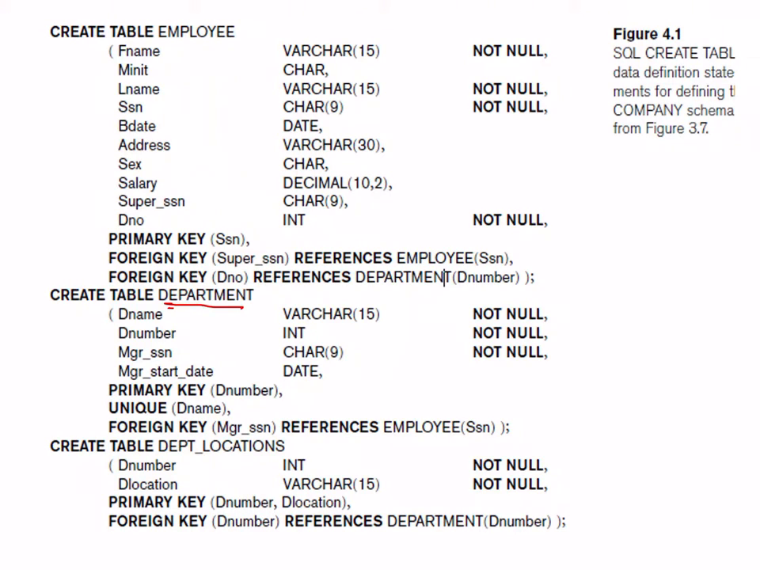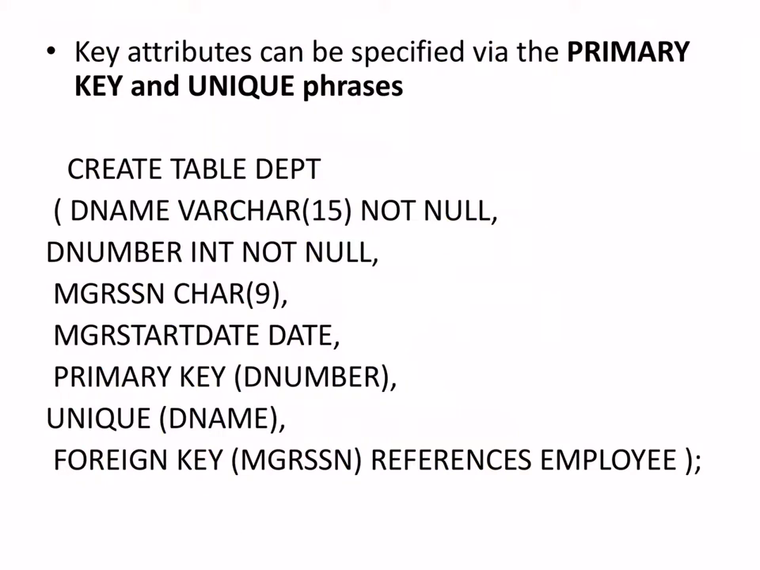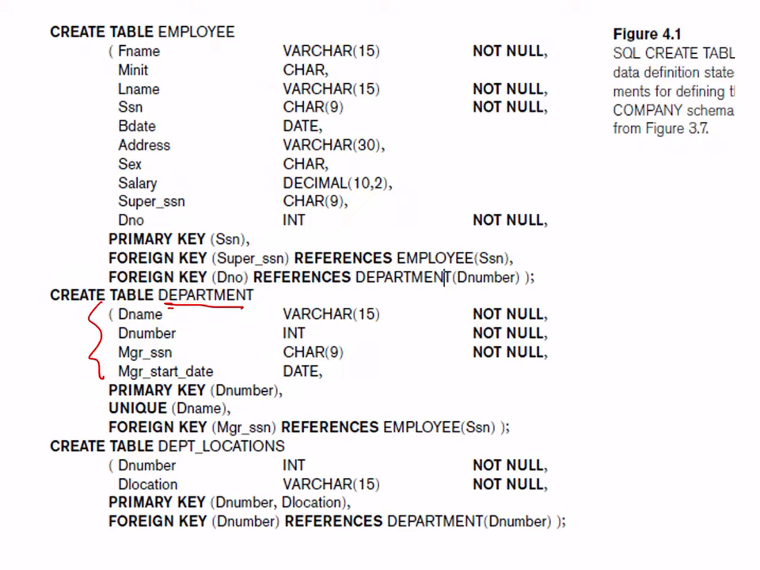The department table has been created. You can see that there are various fields. As I mentioned, the department table was already created in the last slide. If you remember, this is what it is. So these were the fields, and there were 4 fields. In that, D number is the primary key. Can you see? Not null, integer. This is the primary key.